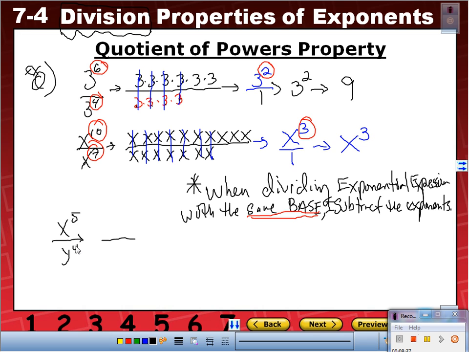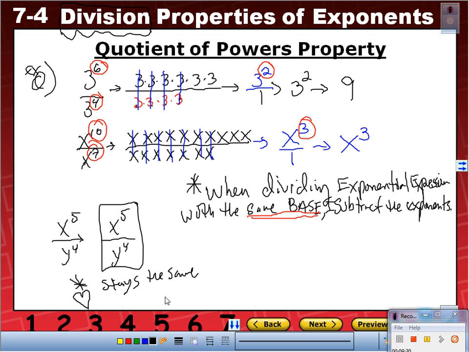Some of you are a little bit stumped. Let's see. Do they have the same base? No. So we can't use that property. Is it division? Yes. So the only property that we can use in this case is the quotient of powers. But since they don't have the same base, we just write it the same. It stays the same because we cannot do anything with it. So I want you to copy this and write a note for yourself. Stays the same. Write a little asterisk. Draw a little heart, so you can remember. Stays the same.